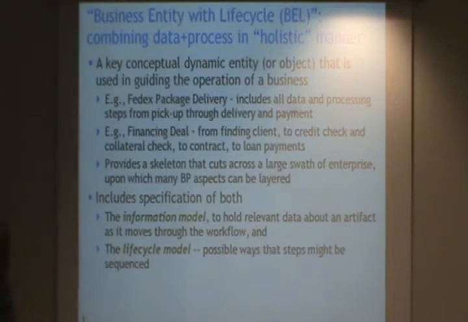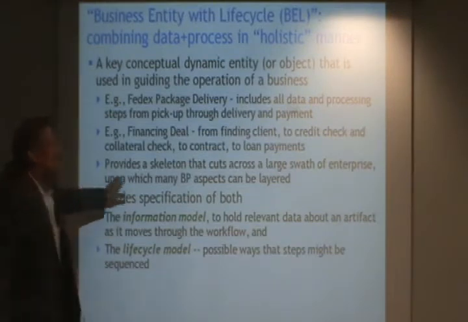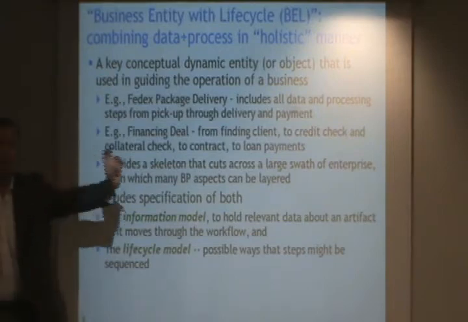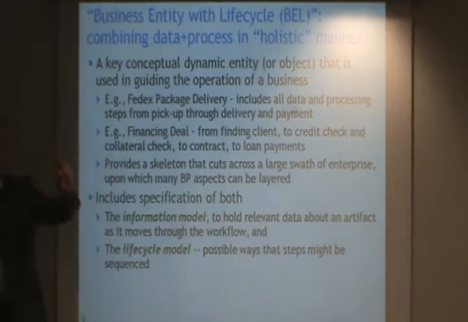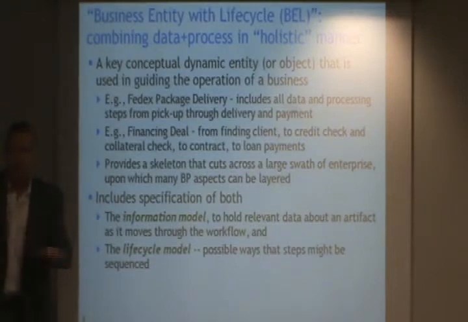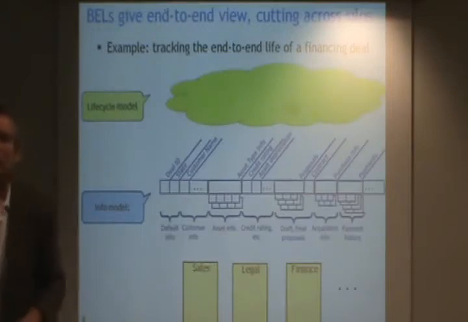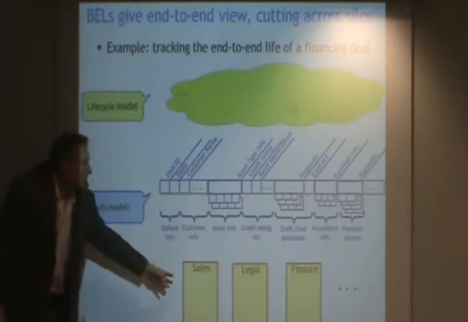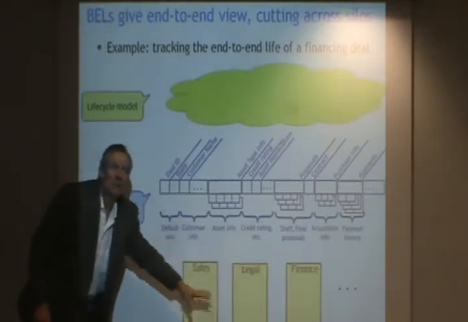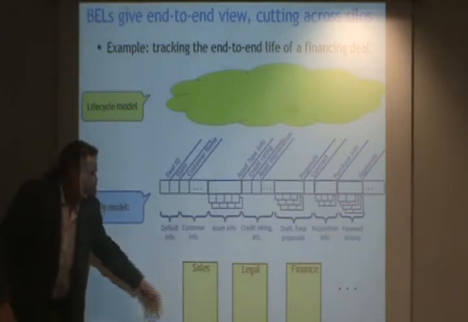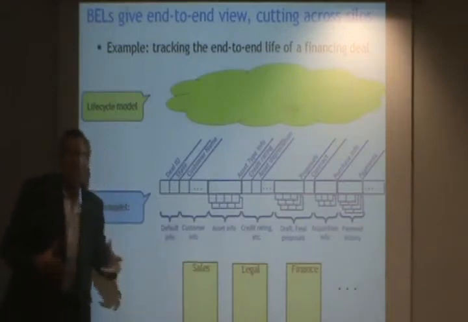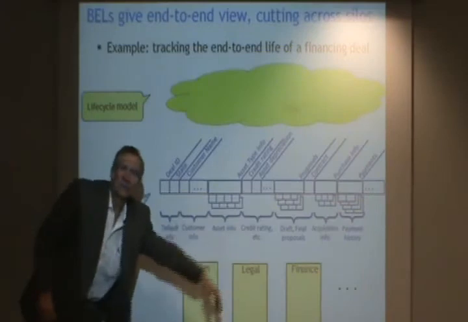Now often the business entity provides a skeleton that cuts across a large swath of the enterprise, and you've got the data and the life cycle. And the data is persistent, or you think of it as persistent. So it's a way to actually understand at a larger scale how your business is working. Here's the financial deal again. Maybe there are different silos of your business involved in setting up this deal. You've got to do sales work to get the customer. Maybe there's some legal work, some financial checking, etc.